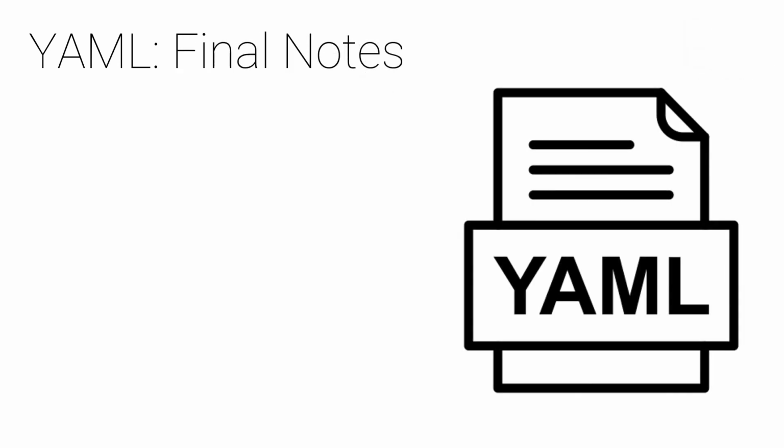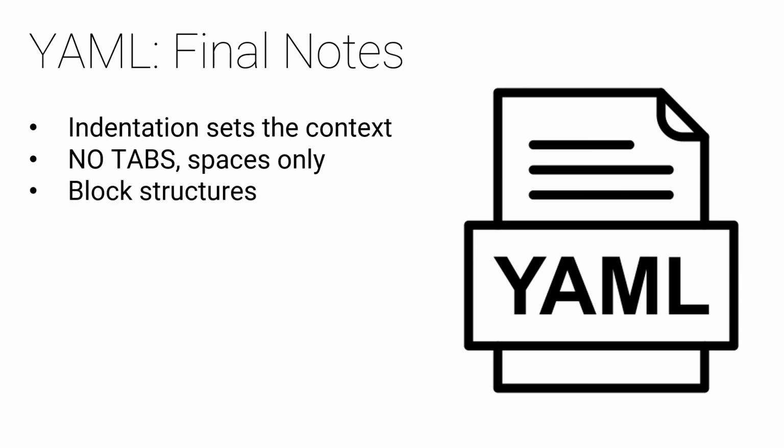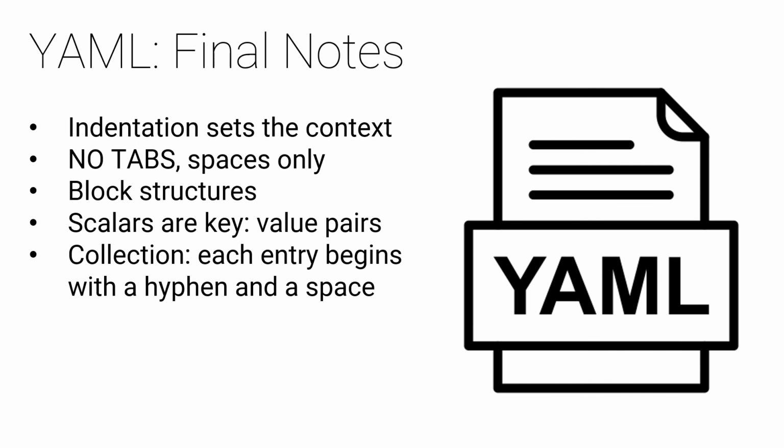Some last things to note about these YAML block structures. Indentation sets the context. You must indent your properties and lists with 1 or more spaces, but 2 spaces is standard. Tabs are not allowed. Use spaces only. YAML is organized into these block structures. Scalars are your simple key value pairs that can stand alone or be included in lists or dictionaries. A collection, which is a list or a dictionary block sequence, indicates each entry with a hyphen and a space.